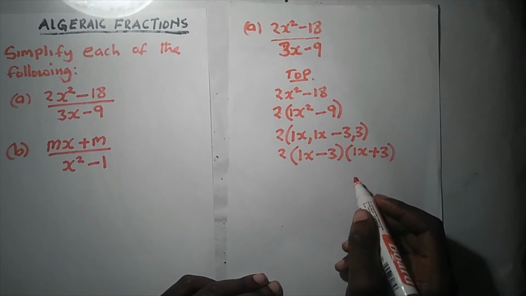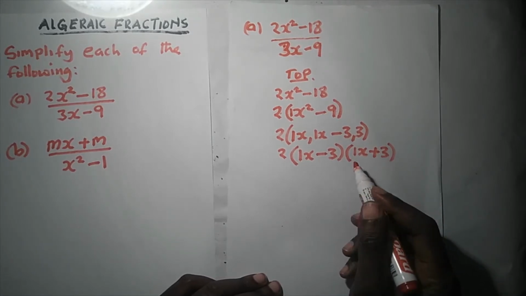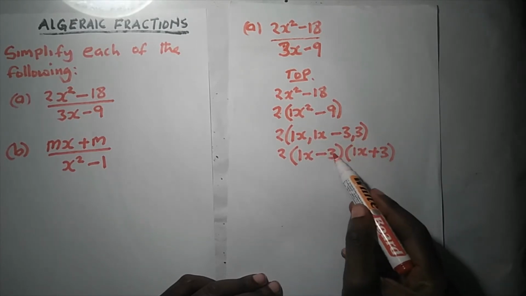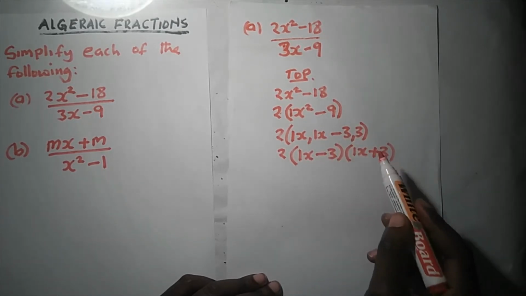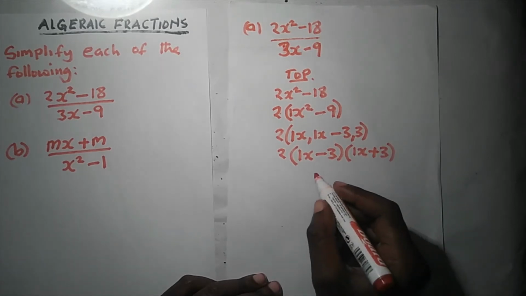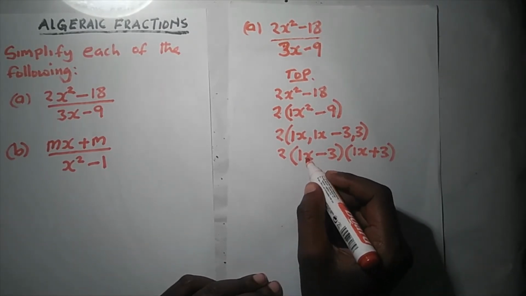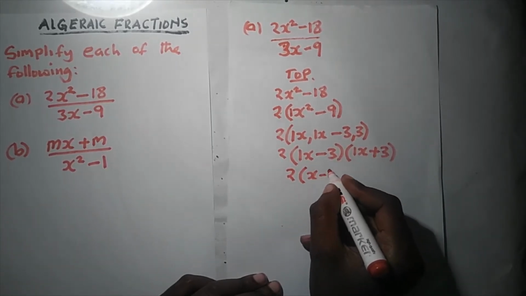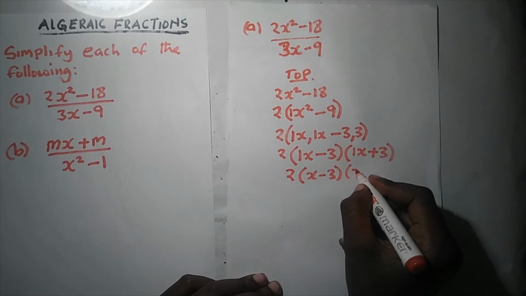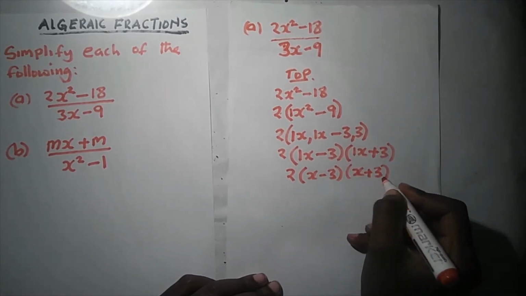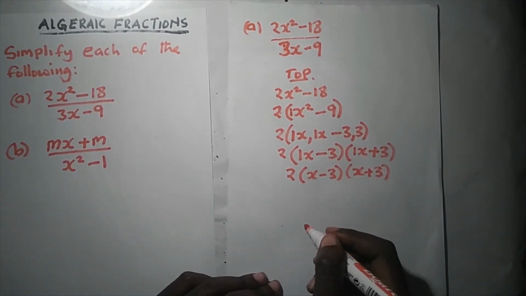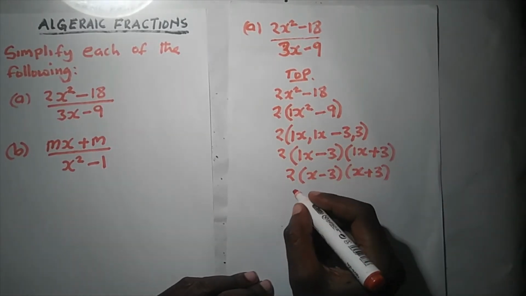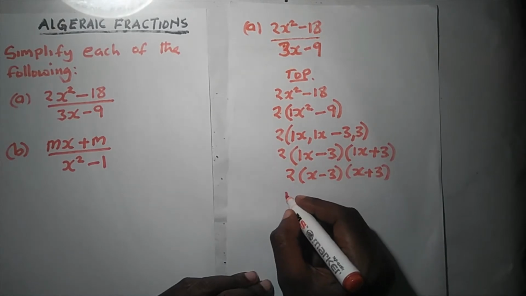Remember, when we looked at factorization by difference of two squares, we said you factorize such expressions by using these two operations, minus and plus. And so you have factorized here. Even this one, which has 1x, can be written properly as x minus 3 and x plus 3. At this stage now, we need to factorize the down part, or the bottom part.